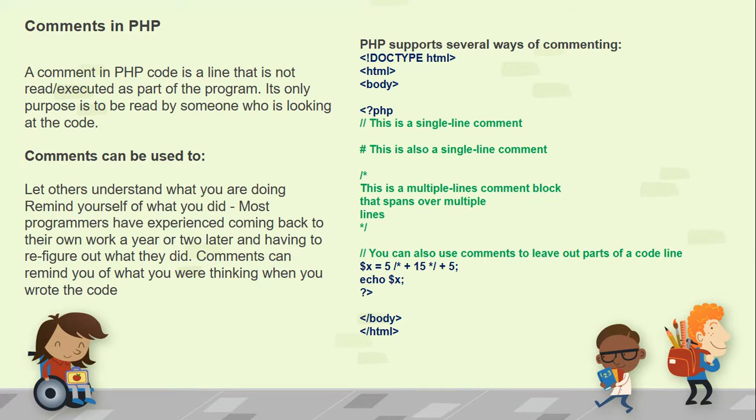Comments in PHP. What is a comment? A comment may be a single line comment or a multiple line comment. Why do we put a comment? A comment in PHP code is a line that is not read or executed as a part of the program. Its only purpose is to be read by someone who is looking at the code.